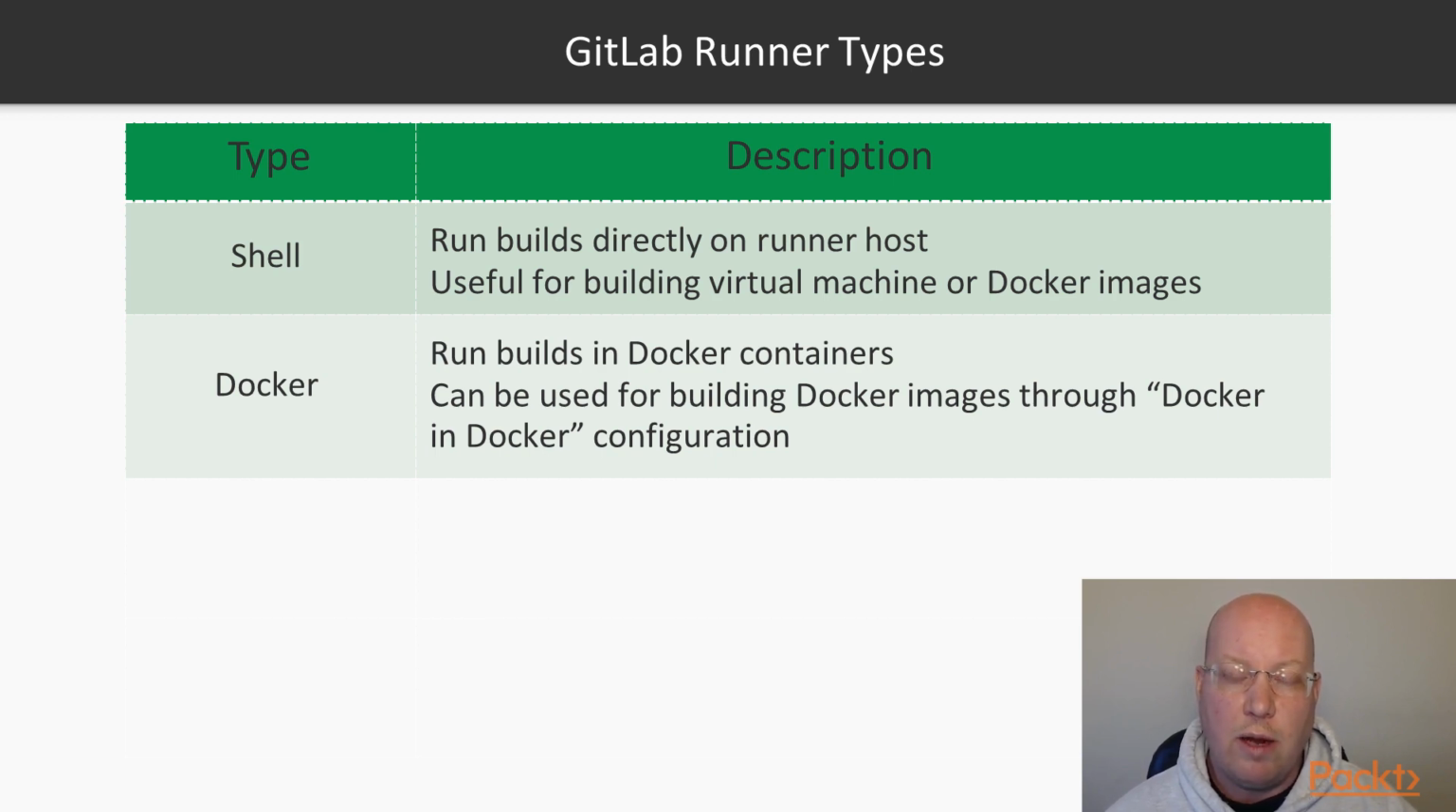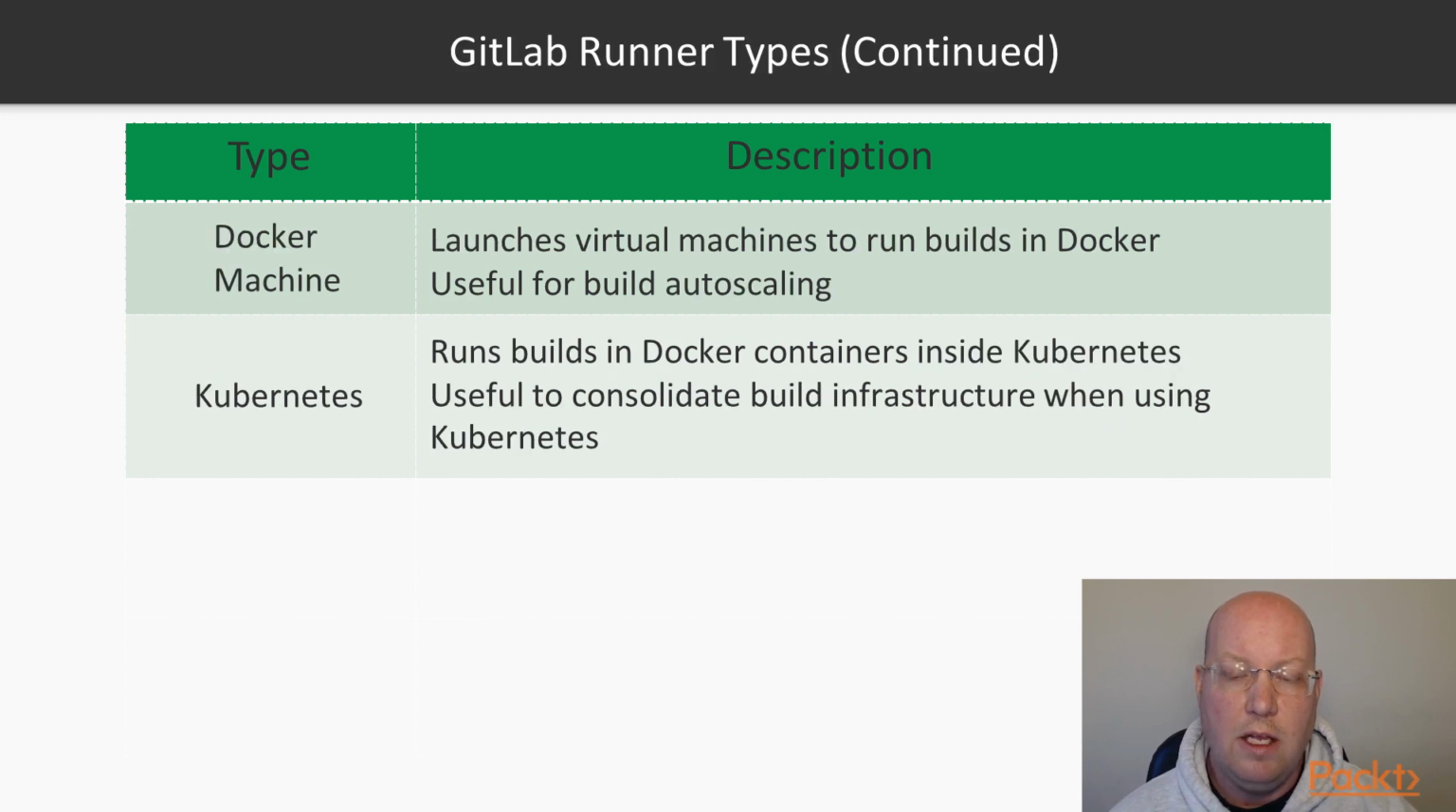The type of runner that we saw with GitLab CI was auto-scaling, but it was auto-scaling based on the Docker type. And that runs all of the builds in Docker containers. So when we built a Docker image in that environment, we had to use that Docker in Docker configuration we looked at in the previous section. There's also the Docker machine type. That's the kind we'll look at later in this section for auto-scaling. What it does is it launches new virtual machines, and in those virtual machines, it runs builds in Docker containers.